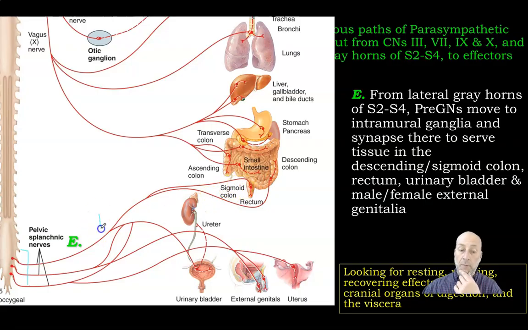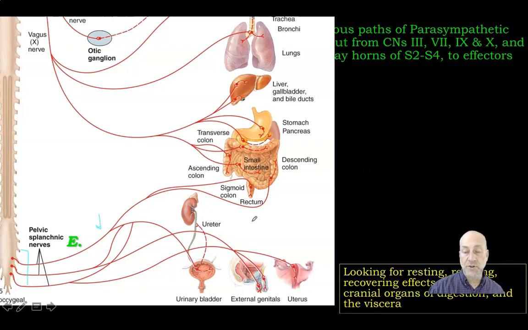Okay, long preganglionic neurons, same concept. And now you're hitting these really short intramural postganglionic neurons. Okay, where are you headed? You're headed to the rectum. You're headed to the colon. You're headed to the urinary bladder, to the kidney, and to the male and female external genitalia.